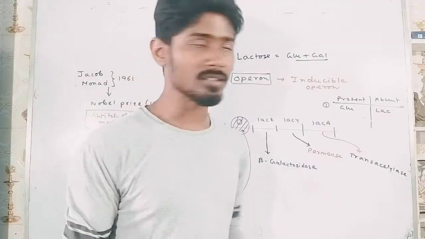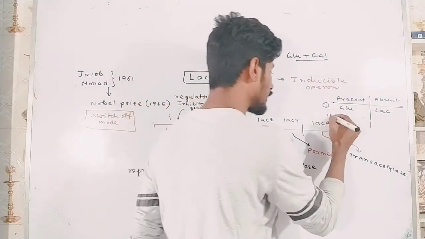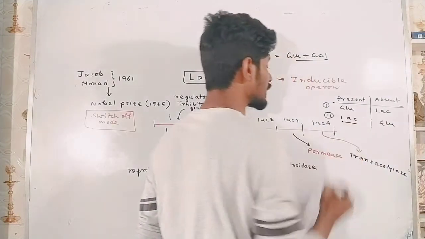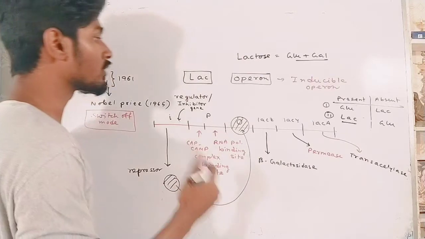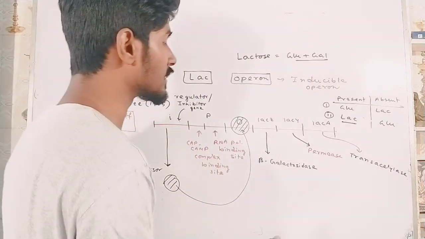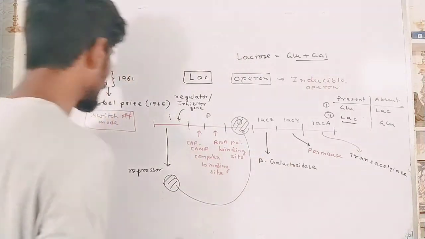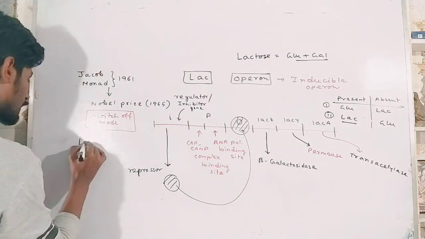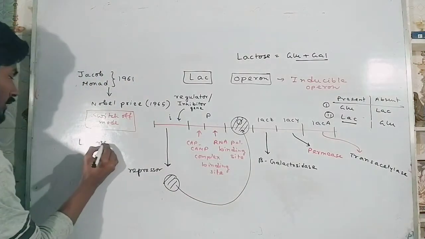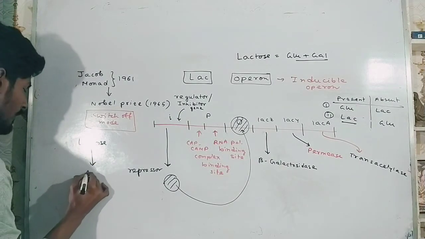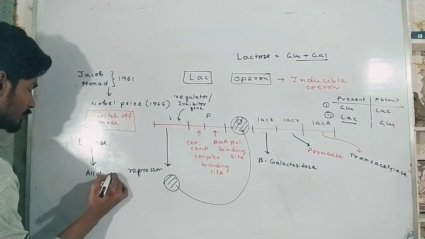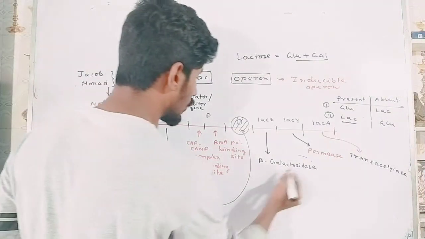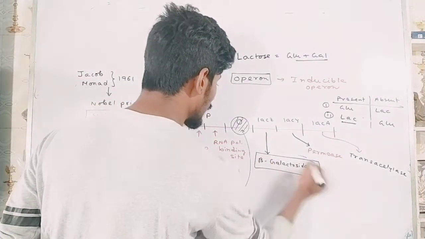Now let us consider a situation where glucose is absent and lactose is present. In this case, the cell will utilize lactose as its source of energy. So in this case what will happen? The lactose will be converted to allolactose by the action of the enzyme called beta galactosidase.